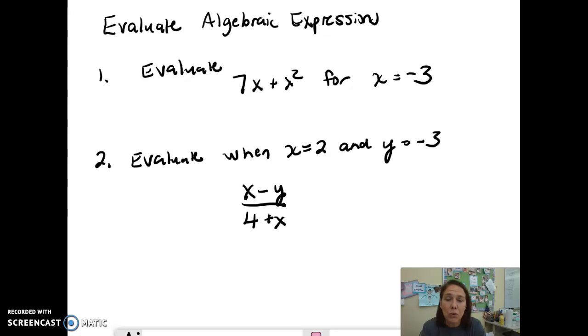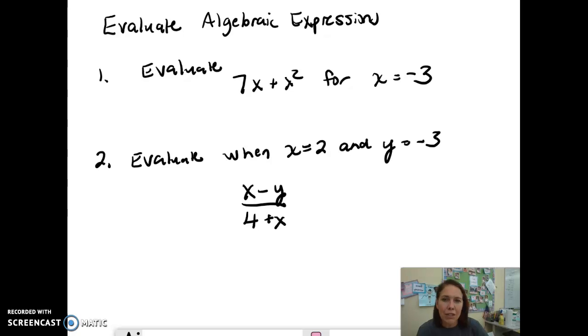This is really order of operations problems that you're going to help create by plugging in the value that you're given. So like in example 1 that you see on your board, you're asked to evaluate the expression 7x plus x squared for x equals negative 3. So you're given a value to plug in for x.